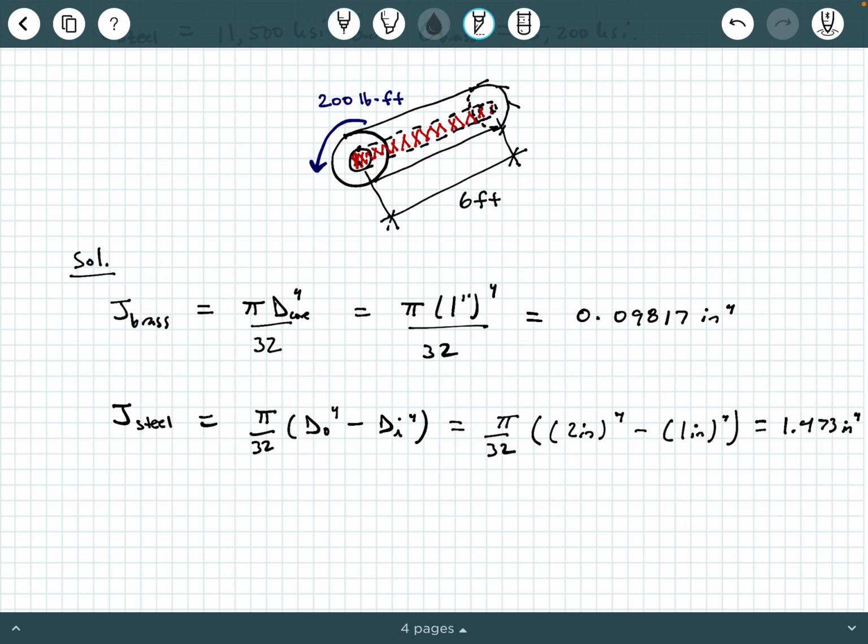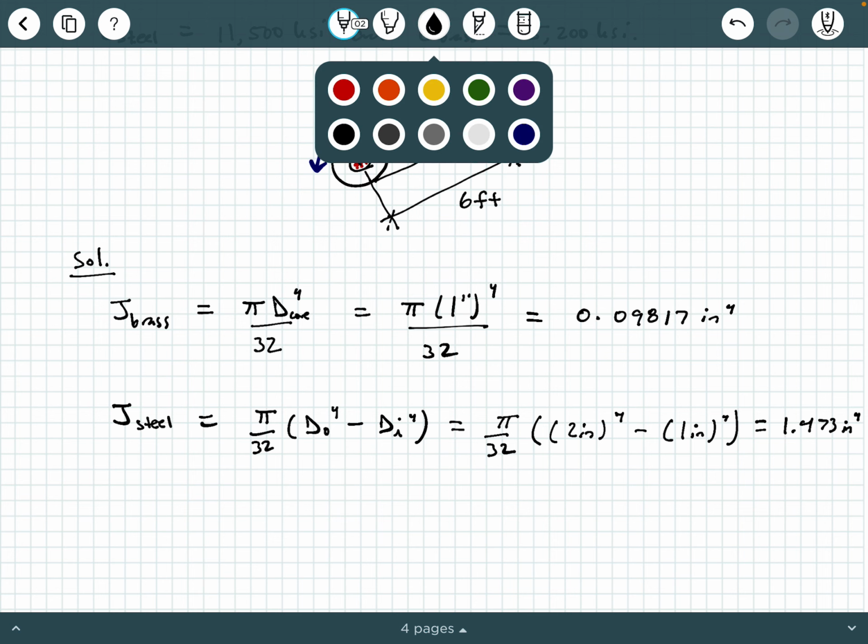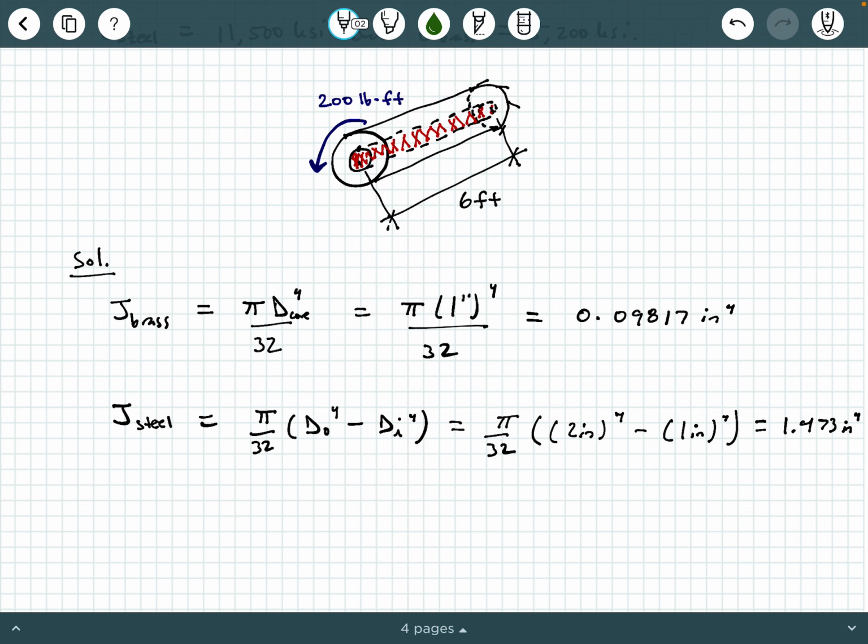So I'm going to use this original figure as my free body diagram. And in doing so, I'm going to go ahead and draw these two different reactions here. We have a reaction here that is going to be called T steel. So that's the torque reaction developed in the steel material. And then we also have this torque reaction in the brass.